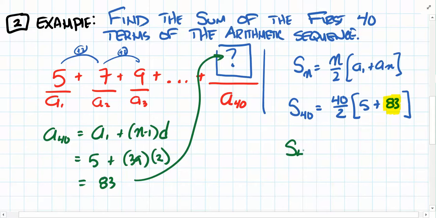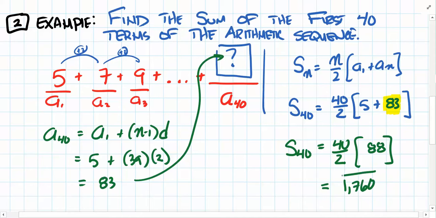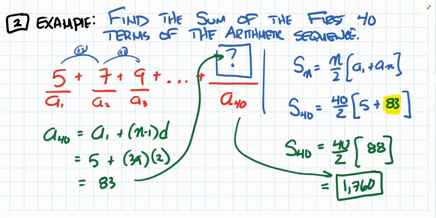So the sum of the first 40 terms is going to be 40 divided by 2, multiplied by 5 plus 83, which is 88. Then 40 times 88 all divided by 2, when you plug this all into the calculator, you should get 1,760. Make sure you plug that into the calculator and check that that's what you get, 1,760. If I added up all these terms, the first 40 of them, I would get the solution 1,760. That's what it means to find the sum of the first number of terms of an arithmetic sequence.